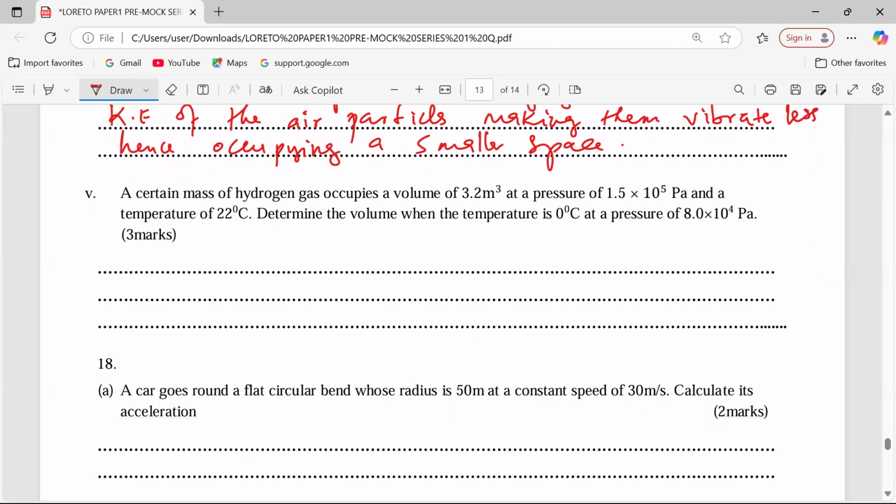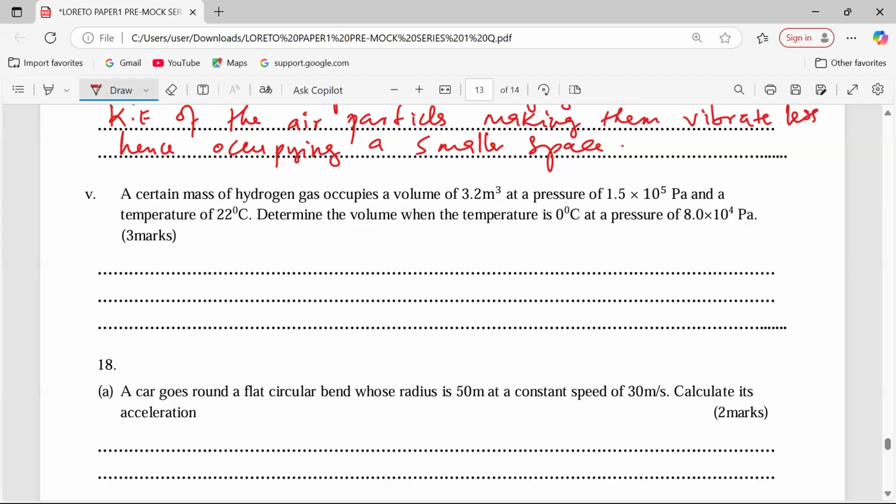Look at V. A certain mass of hydrogen gas occupies a volume of 3.2 meters cubed at a pressure of 1.5 times 10 power 5 pascals and a temperature of 22 degrees Celsius. Determine the volume when the temperature is 0 degrees Celsius at a pressure of 8.0 times 10 power 4 pascals. This is a combined gas equation, which says that PV over T should be P2 V2 over T2.